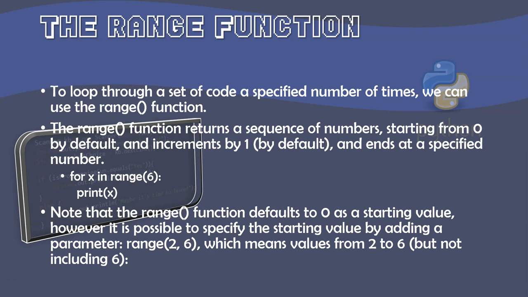However, it's possible to specify a starting value by adding a parameter. So instead of just saying range 6, I could say range 2, 6, which means I'm going to take the values from 2 to 6. But remember, this means it does not include 6, because remember, it's just like how we've talked about with arrays and stuff in the past, where we start at position 0. So this is an upper bound, so it does not include that number. So if I say 6, that means I'm going to go 0 to 5. If I say 2 to 6, it'd be 2 to 5.